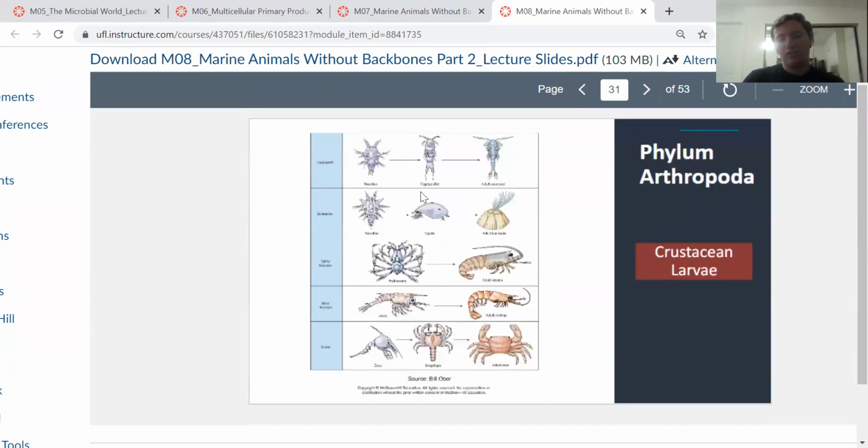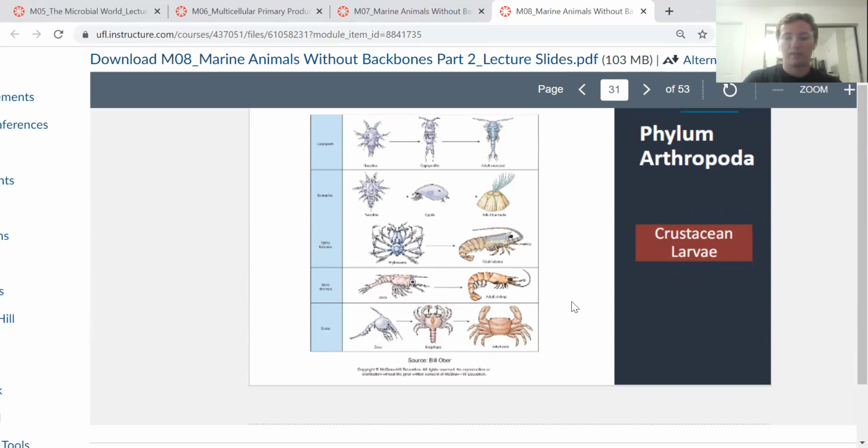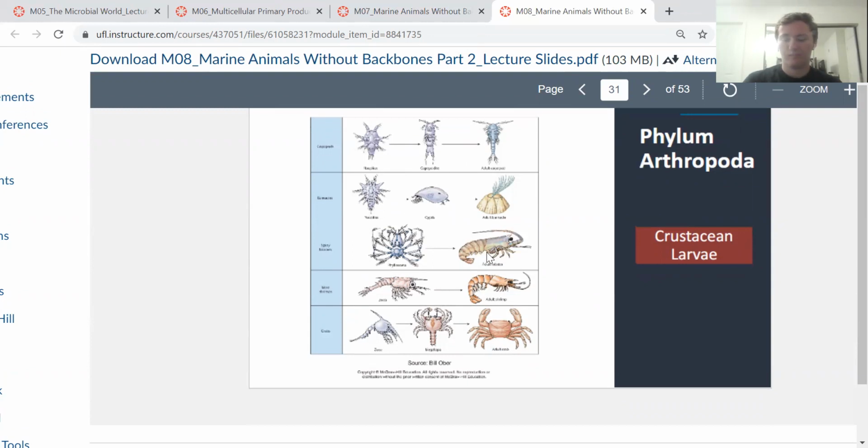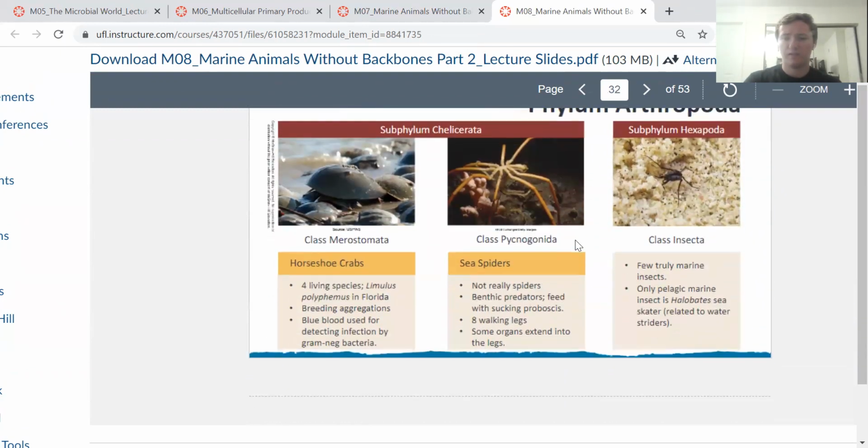Here's some larvae. I know about the larvae, just know the difference between them, which organism has what kind of larvae, and that's something that was in our Smart Book assignment. So that's something I would definitely go and revisit.